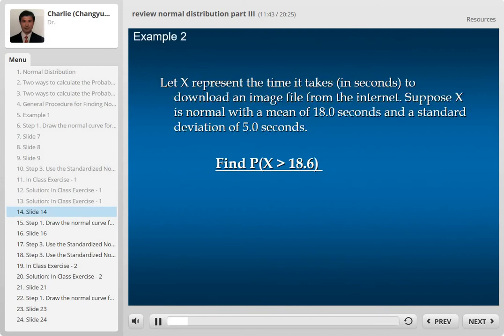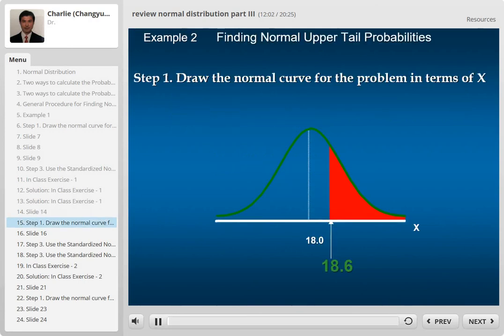Now let's look at another example. Let x represent the time it takes in seconds to download the image from the internet. Suppose x is normal with a mean of 18 seconds and a standard deviation of 5 seconds. We try to find the probability of x bigger than 18.6. Again, same 3 steps. Step 1, draw the normal curve for the problem in terms of x. So we're trying to find the probability of x bigger than 18.6, and the middle is here, which is mu equals 18. So bigger than 18.6 is the highlighted area here.